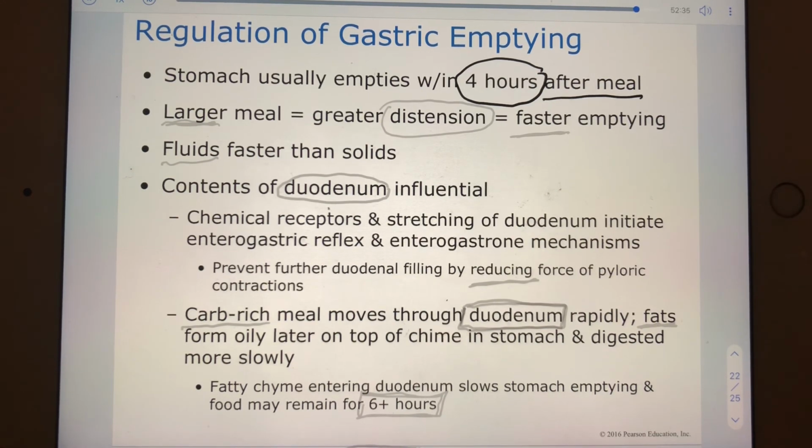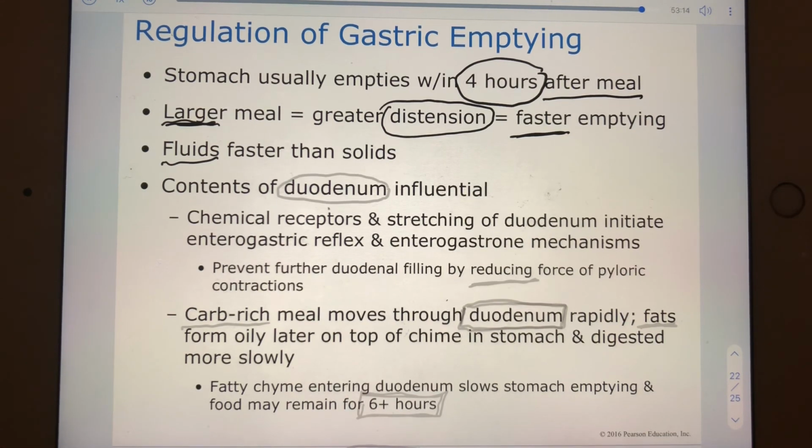What's surprising is the larger the meal that we consume, the faster we empty the stomach. And the reason is that we're actually providing a larger stimulus. We're distending the stomach that much more. We're stretching it out that much more. And so we're really churning out gastrin and speeding the stomach up, okay? We empty fluids faster than we empty solids, because solids have to be broken down into small enough particles to pass through the opening of the pyloric valve.